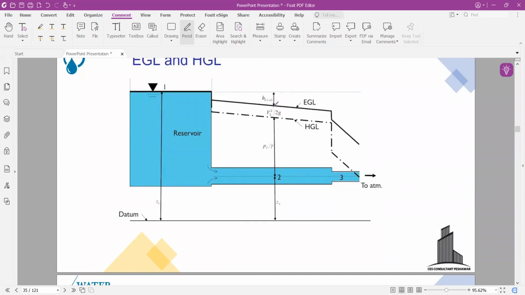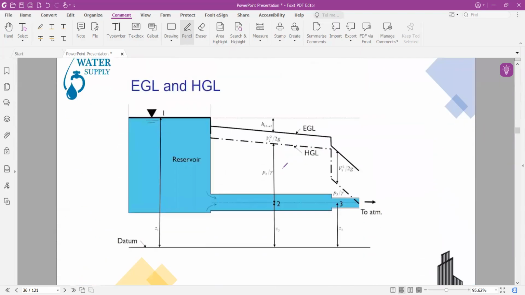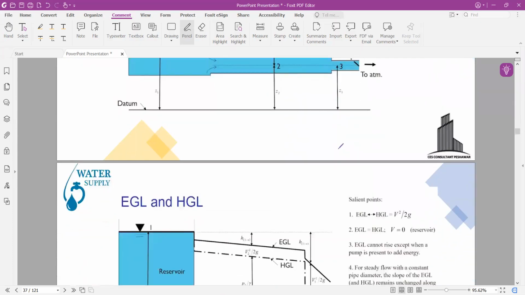And this is basically the head loss that occurs when the water flows through the pipe due to the friction between the pipe and the fluid. Similarly for section 3.